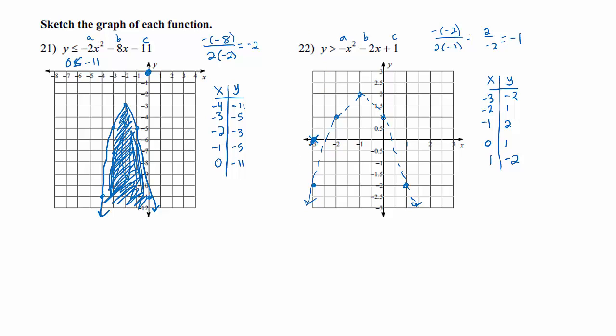Or I can pick a point. 0, 0 works. We just can't pick a point that's on our parabola. So I can't pick 0, 1 because it's on the parabola. With 0, 0, I have 0 is greater than 1. 0 is not greater than 1, so we didn't shade where 0, 0 was, which is inside. We shaded the opposite, which is outside.